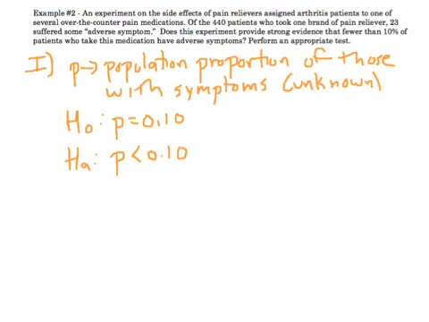It says, an experiment on side effects of pain relievers assigned arthritis patients to one of several over-the-counter pain medications. Of the 440 patients who took one brand of pain reliever, 23% suffered some symptoms. Does this experiment provide strong evidence that fewer than 10% of patients who take this medicine have symptoms? Perform an appropriate test. Well, at least in this case, the problem gives you a hint to do a test because they use the word test here. But again, notice that idea of strong evidence. A little bit different here, but we're still going to follow the inference toolbox.